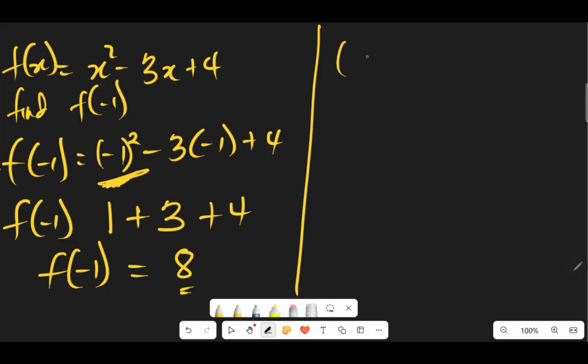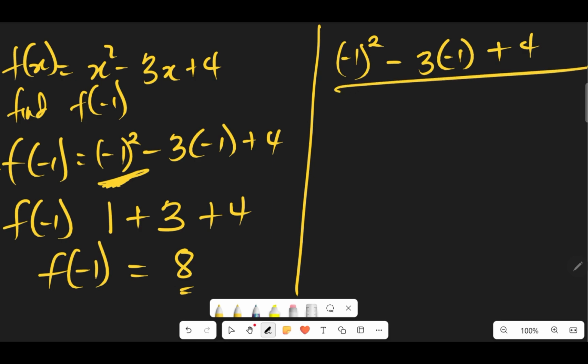So you get like this: bracket square minus 3, another bracket plus 4, so that you put your minus 1 here and put your minus 1 here, and the calculator will give you the correct answer as you need it.